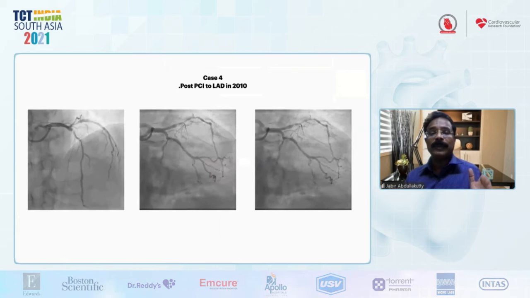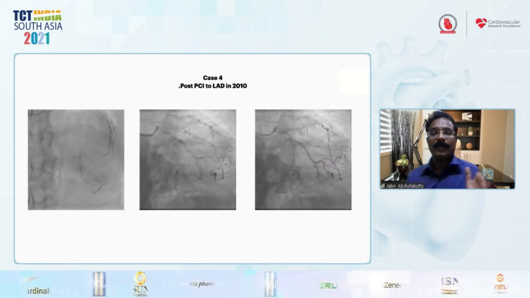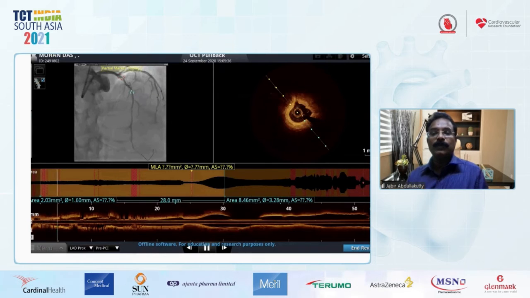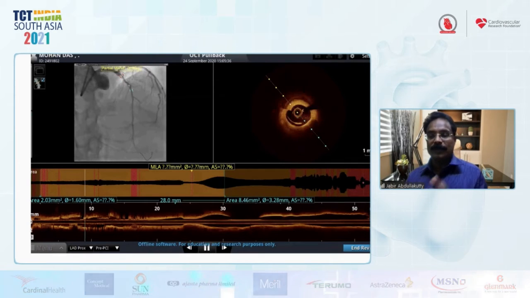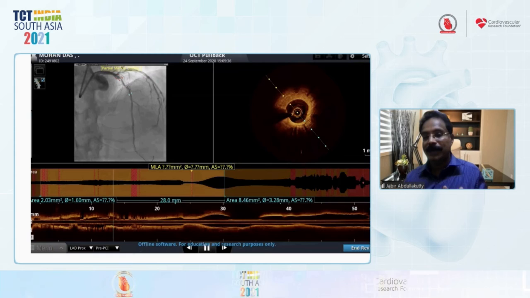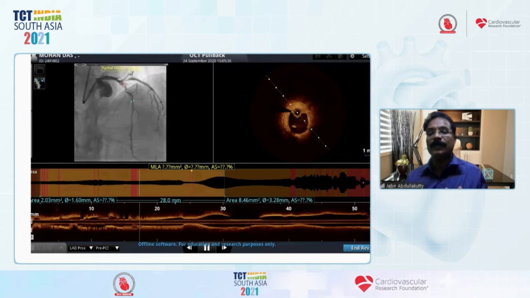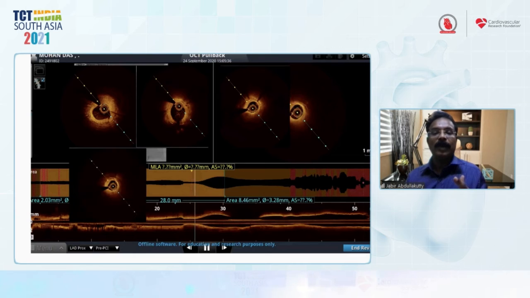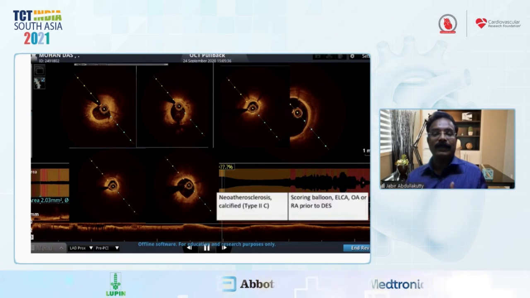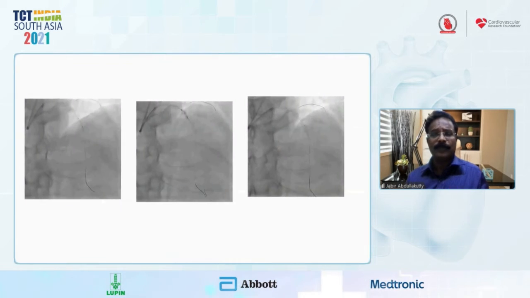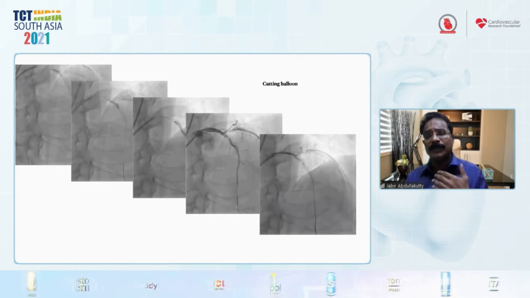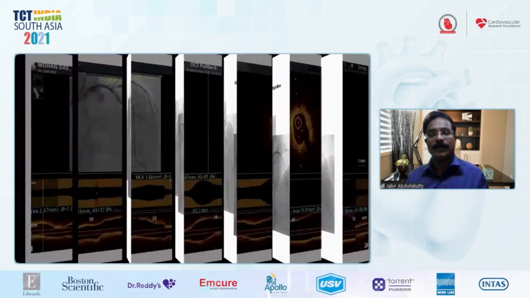This angioplasty was done in 2010 to the LAD. Now the patient came back with effort angina. The OCT shows neoatherosclerosis. This is a type 2C, that is neoatherosclerosis with calcification. You can see the neoatherosclerosis, fibroatheroma, microchannels, and calcium. So it is neoatherosclerosis. We went ahead with aggressive balloon dilatations, but the lesion was not giving way despite the use of a cutting balloon.